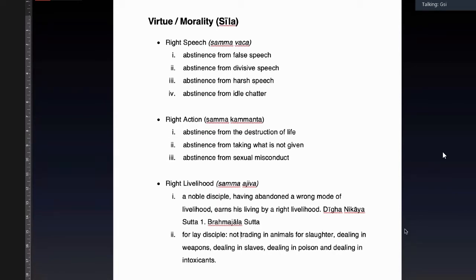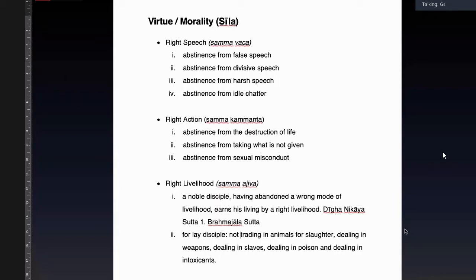Trading cannot. Not trading in animals for slaughter, not dealing in weapons, dealing in slaves, dealing in poison and dealing in intoxicants. So here, animals for slaughter means you raise all kinds of animals, farming and so on, and you have to slaughter them. Dealing with weapons means weapons that can harm and kill others. Dealing in slaves sometimes means human trafficking nowadays. Also a slave in the sense that you don't pay them, you torture them, and so on.